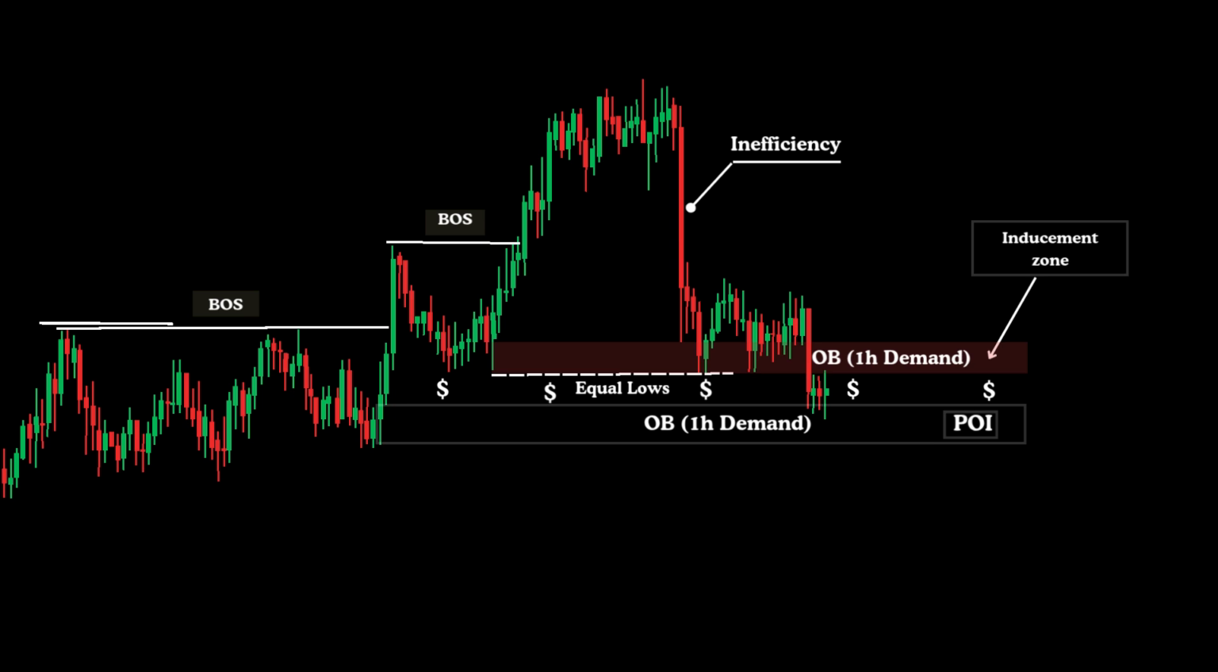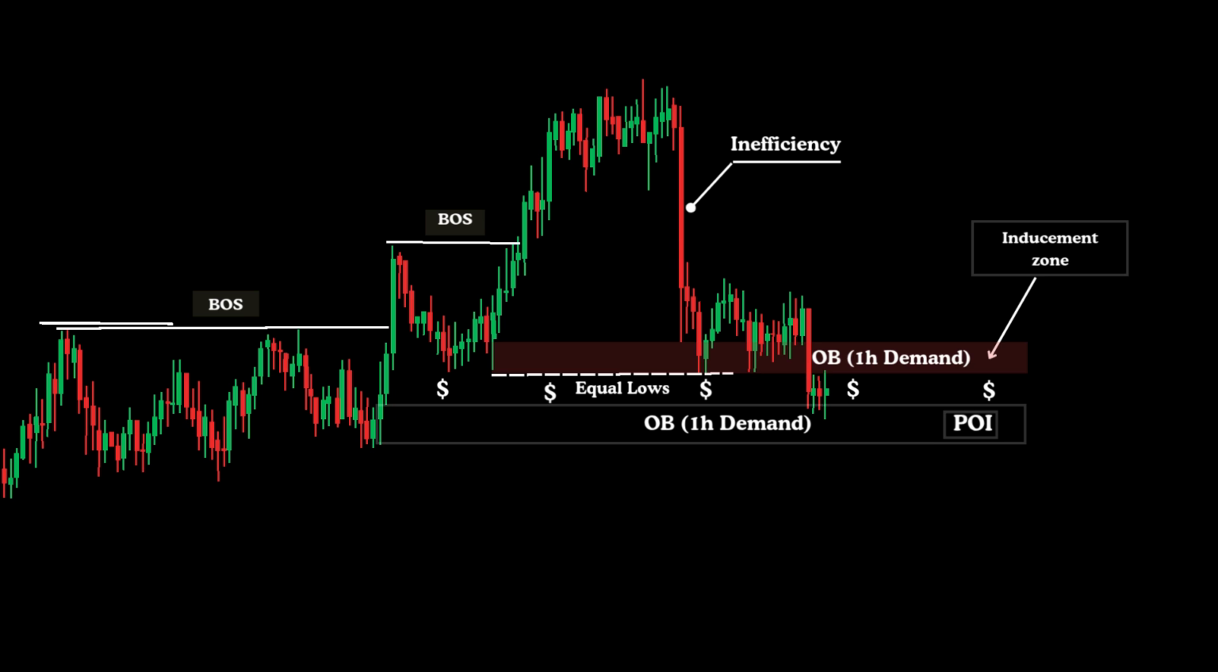Waiting for confluence. Now that we have this confluence, a liquidity pool aligned with our demand zone, the next step is to patiently wait for price to sweep the liquidity below the equal lows and inducement area. Entry confirmation. Price has now successfully swept this liquidity pool and reached our point of interest, confirming the confluence we sought. Based on this confirmation and our market analysis, we can consider entering a trade here.